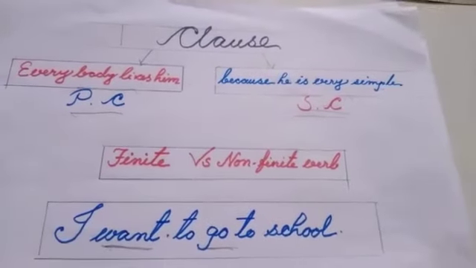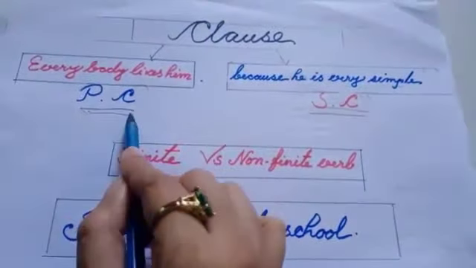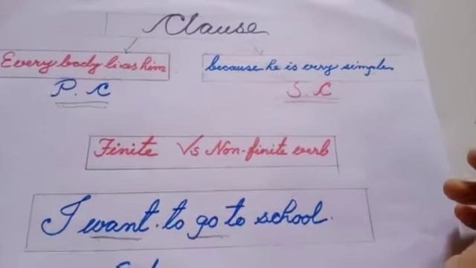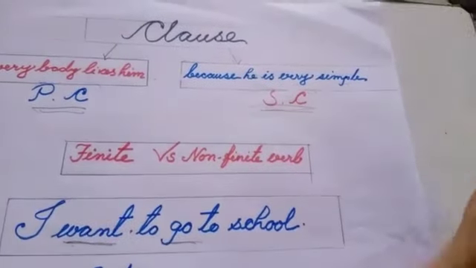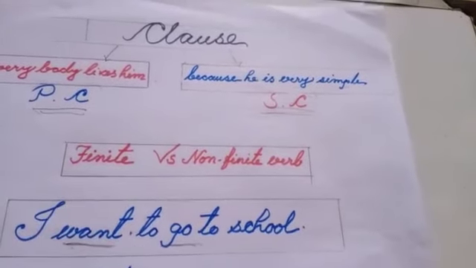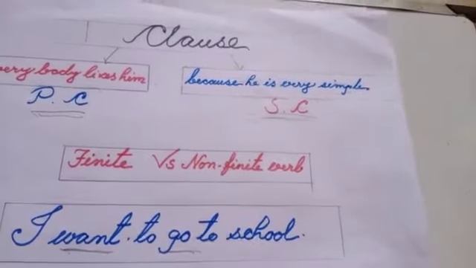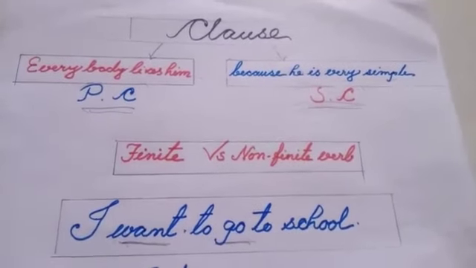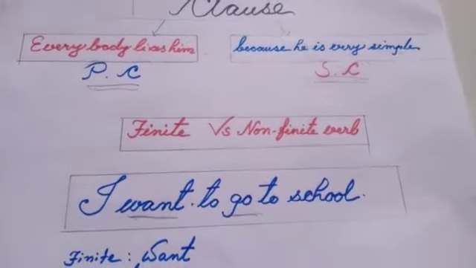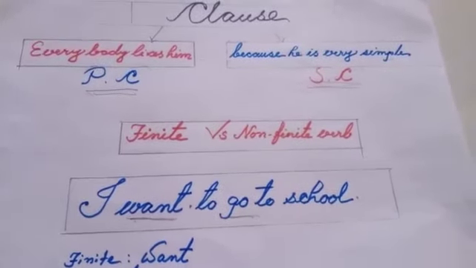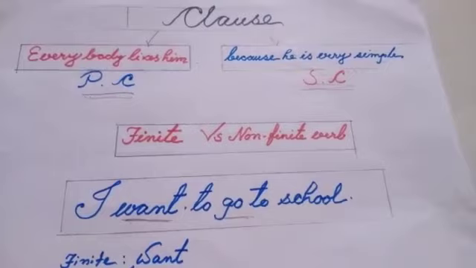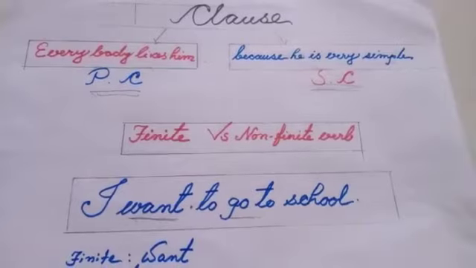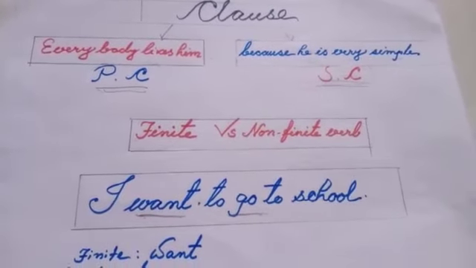Now there are two types of clauses. First one is principal clause and second one is subordinate clause or supporting clause. What is principal clause? The clause which is not dependent on other clause. That means it can give you the full meaning without the help of other clause. That is principal clause. And what is subordinate clause? Subordinate clause is not able to express the full meaning without the help of principal clause.